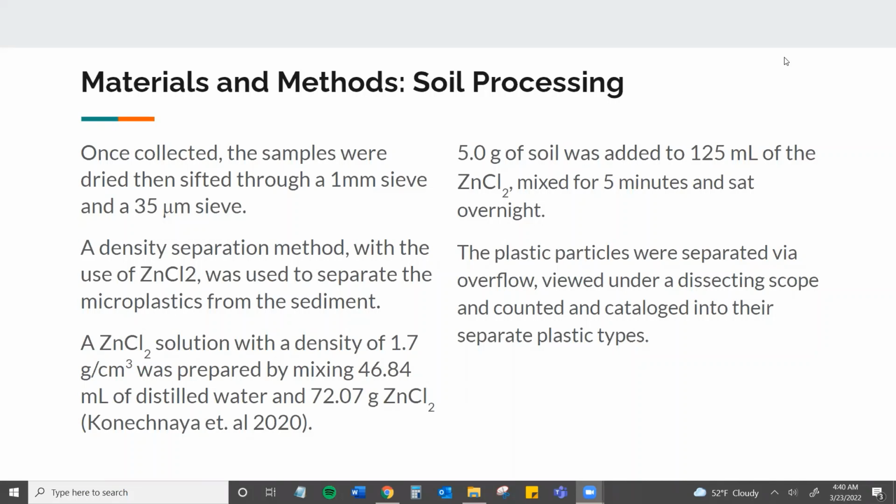Using zinc chloride, I conducted a density separation method to separate the soil from the plastics. The zinc chloride solution was created by mixing zinc chloride and distilled water. It created a solution that was heavier than the plastics, but lighter than the soil, allowing the soil to sink to the bottom as the plastic particles could float to the top.